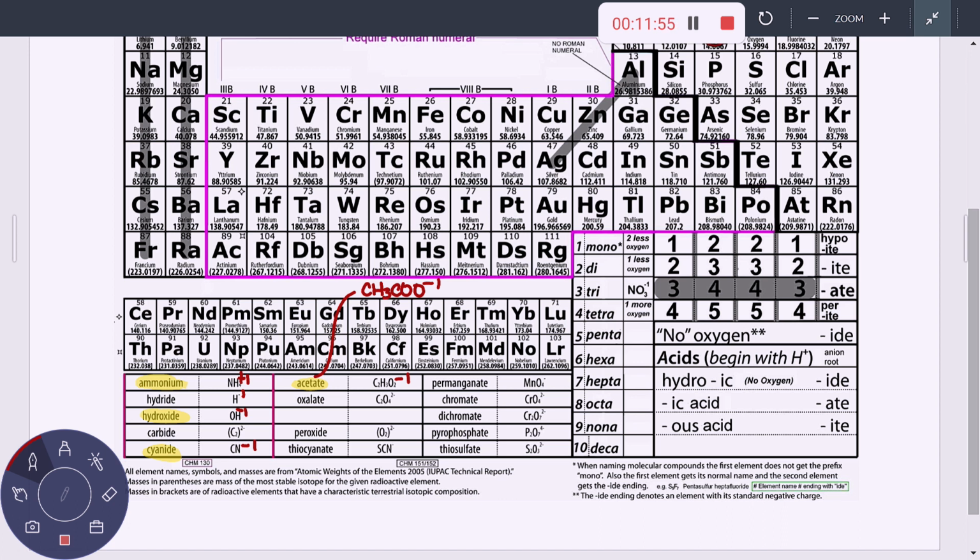And then peroxide, polyatomic ion, that's 2 oxygens stuck together. Thiocyanate, SCN -1. Permanganate, really common one. You will absolutely see that, especially if you take AP Chem. Permanganate is MnO4 -1. Chromate, you will definitely see CrO4 -2. Dichromate, Cr2O7 -2. Pyrophosphate, not so much. Thiosulfate, not so much. Okay?